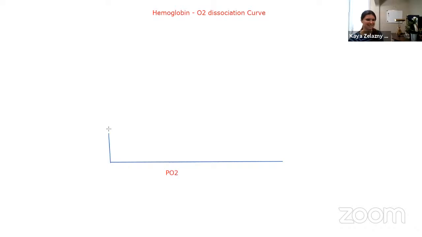So we're going to be thinking about our hemoglobin O2 dissociation curves. So whenever we're looking at these curves, we want to start with our axes, right? So we know that we're looking at the partial pressure of oxygen on the x-axis. Okay, so PO2. Okay, and on our y-axis, on the left side, we're looking at the O2 saturation.